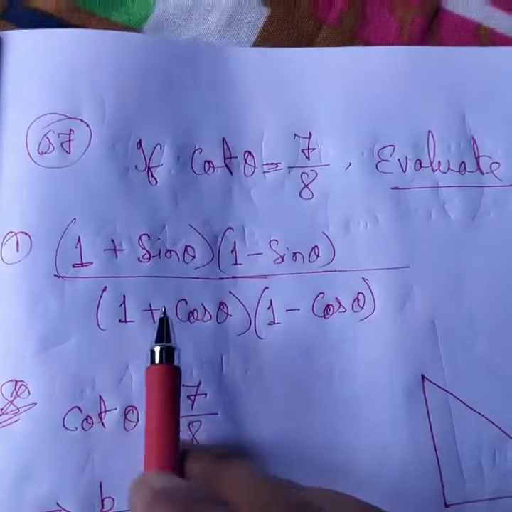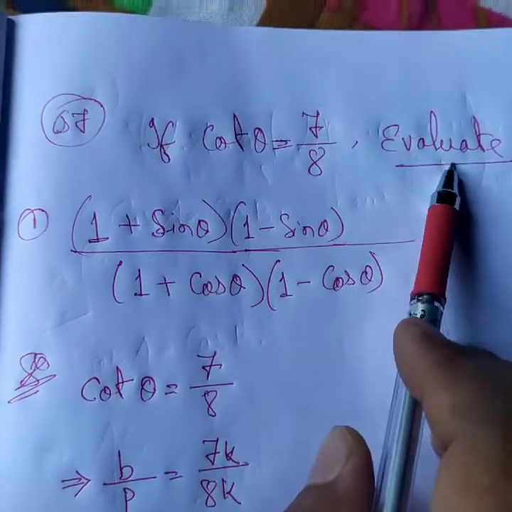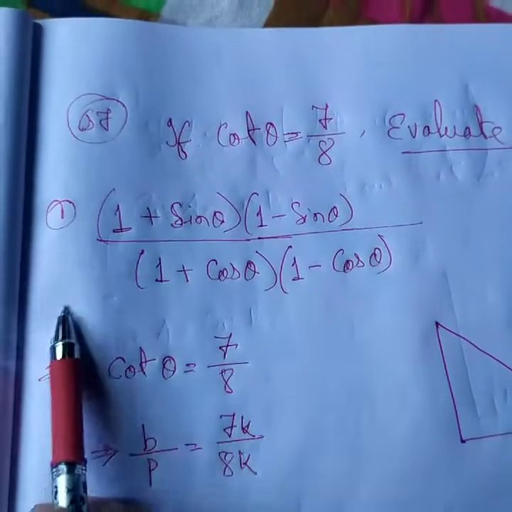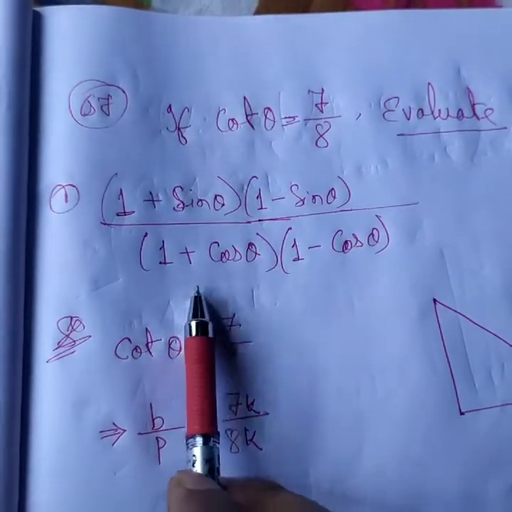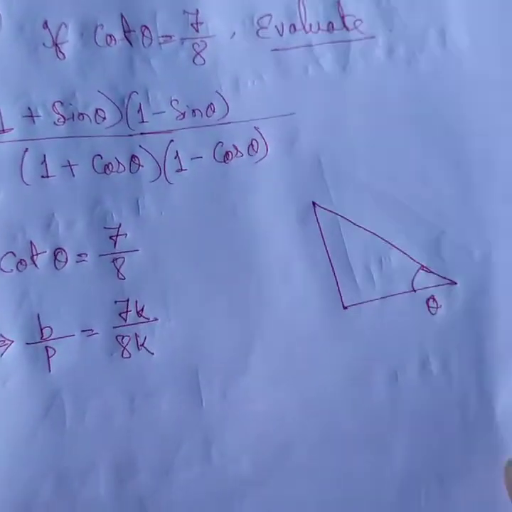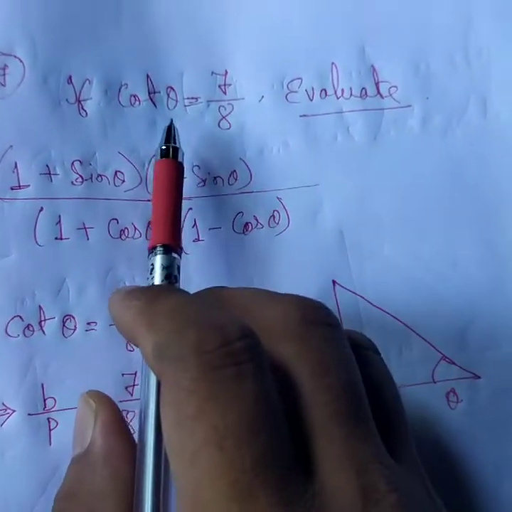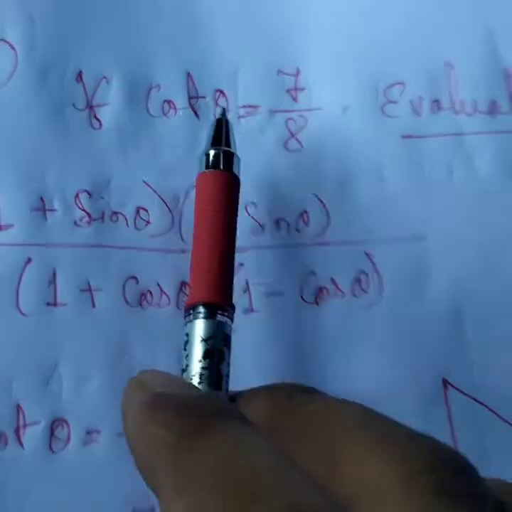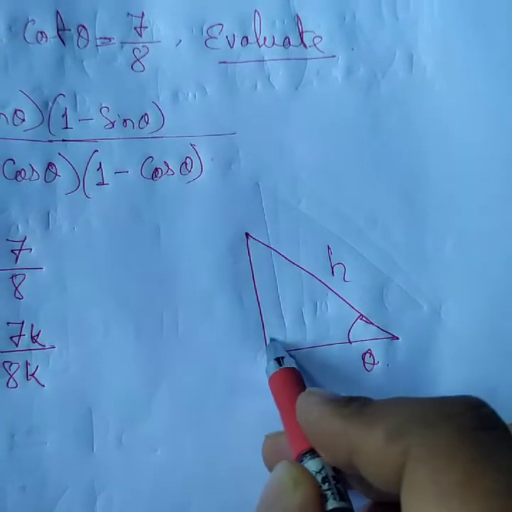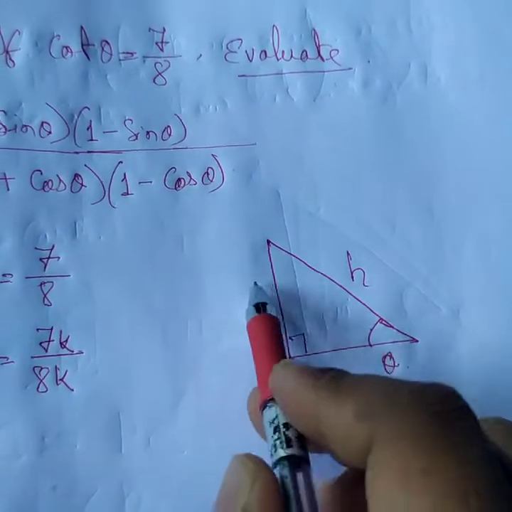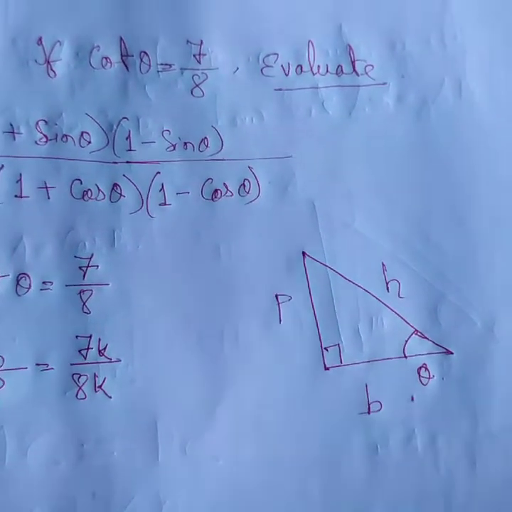Question number 7. What is written here? Cot theta is 7 by 8. You are asked to evaluate number 1. What is it? 1 plus sin theta, 1 minus sin theta, then 1 minus cos theta, and 1 plus cos theta. So luckily for you, A, B and C is not written here. What is written? Only theta. That means you can take any side as the perpendicular, but not this side. This is the hypotenuse. It is your 90 degree. So opposite to theta will be perpendicular. This will be your base.